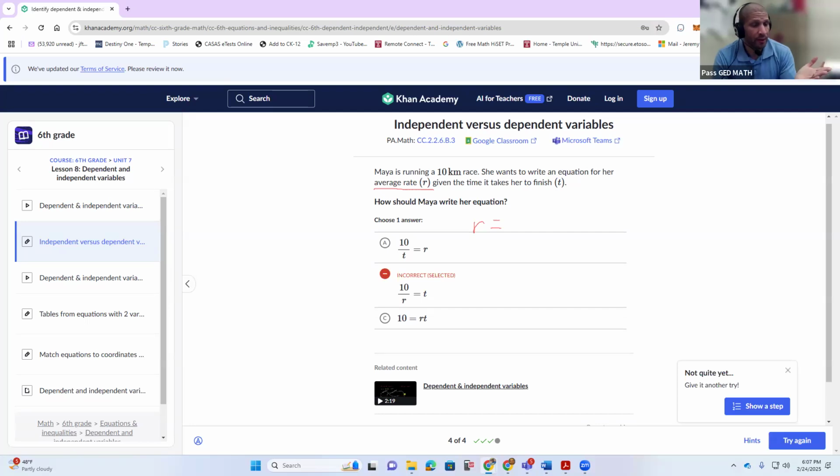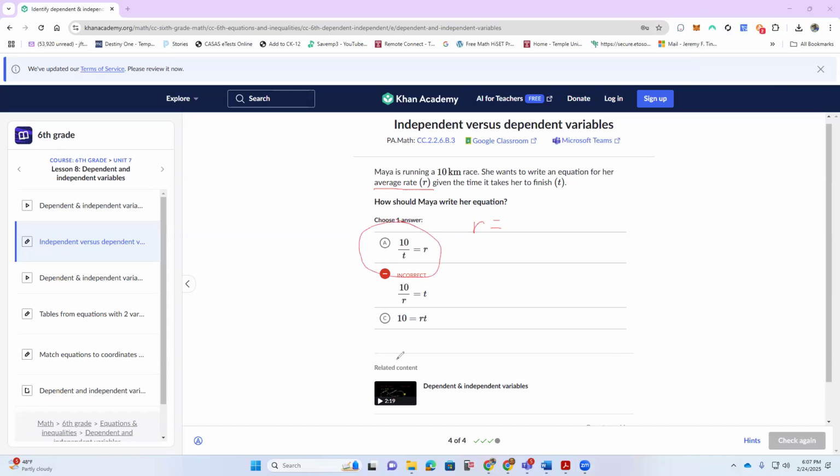See, that was incorrect because you said identify the givens. That was correct, but you identified the wrong givens. They're giving you, she wants to write an equation for her average rate R. So you know that's what she's trying to solve this equation for, R. So it has to be R equals something. I understand now. Got me? Yes, I understand now.